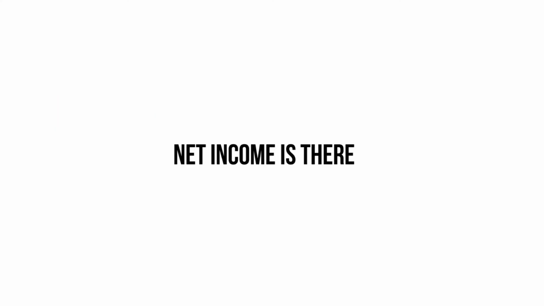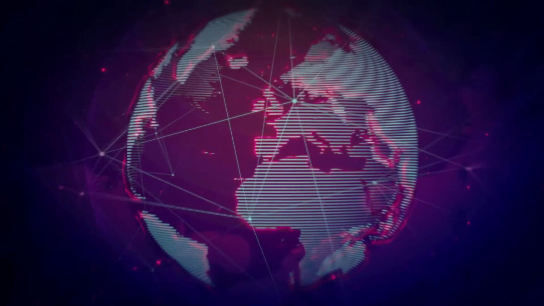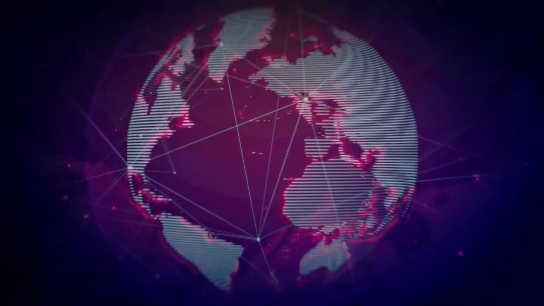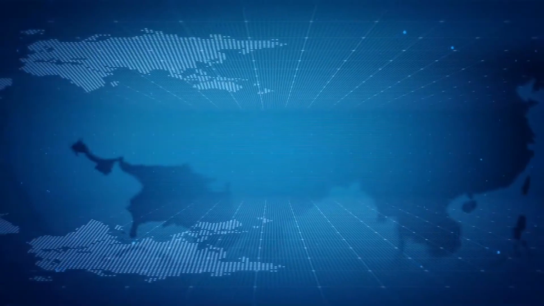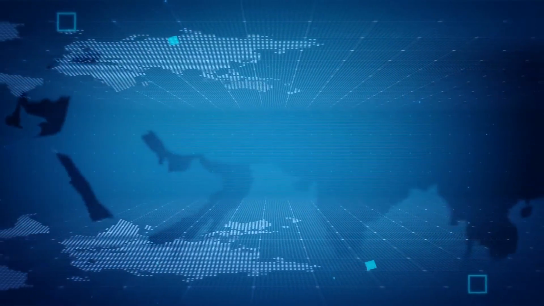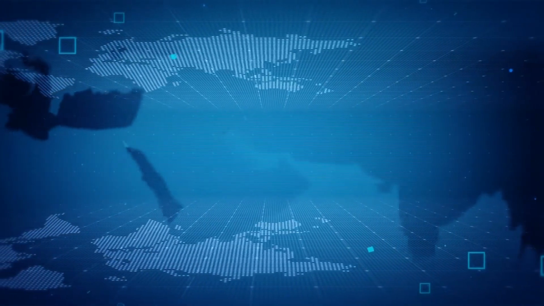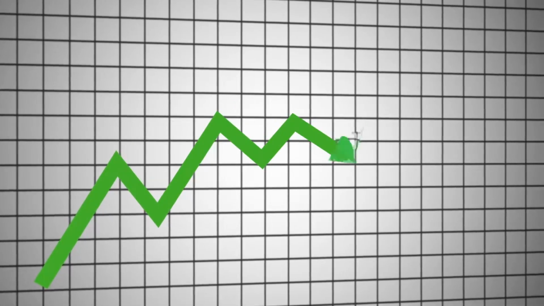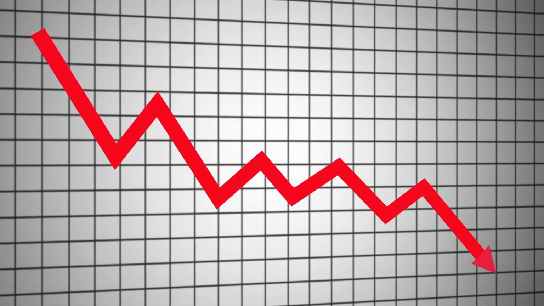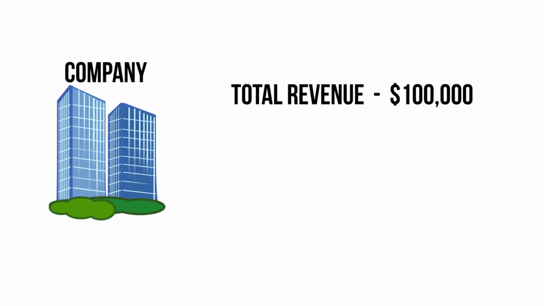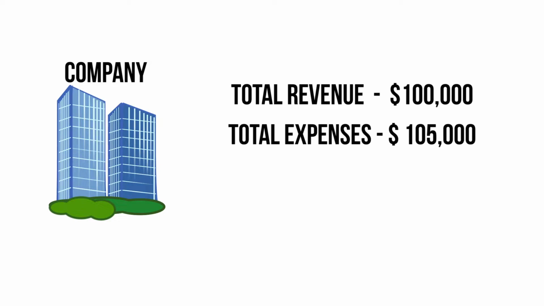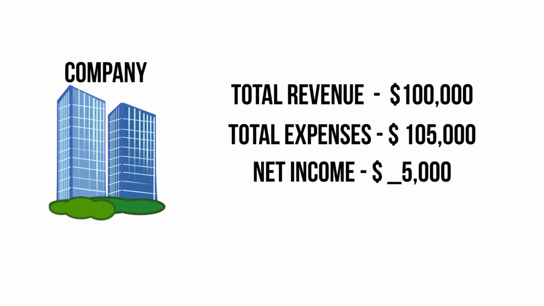Net income is next. This is the bottom line item on the income statement and represents Apple's net income for the fiscal year. Net income is calculated by subtracting operating expenses from gross profit. Net income can be positive or negative, depending on whether a company's total revenue is greater than or less than its total expenses. For example, if a company has total revenue of $100,000 and its total expenses are $105,000, then its net income would be negative $5,000.